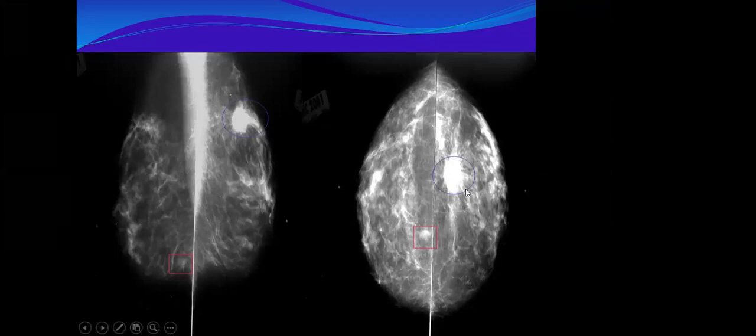Here we appreciated this is a mass, and there is another area of focal asymmetry in the contralateral breast, which is very important. What is next? Ultrasound for both breasts. Before ultrasound, spot compression view. So this is a spot compression and ultrasound for the spiculated mass. Look here, this is the one. And this is the spot of the contralateral posterior lesion, the focal asymmetry.